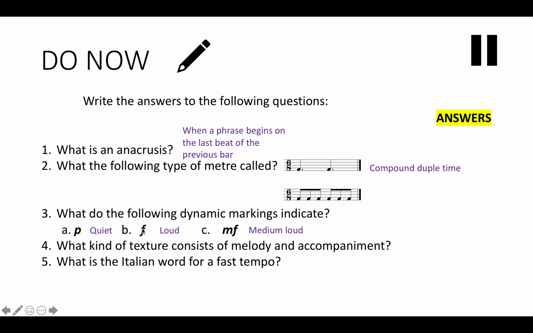Dynamic markings, these are something that we looked at last week, and these 3 mean piano, which is quiet, forte, which is loud, and mezzo forte, which is medium loud. Melody and accompaniment texture would be called homophony, and the Italian word that we learnt for fast is presto. So mark your answers there.